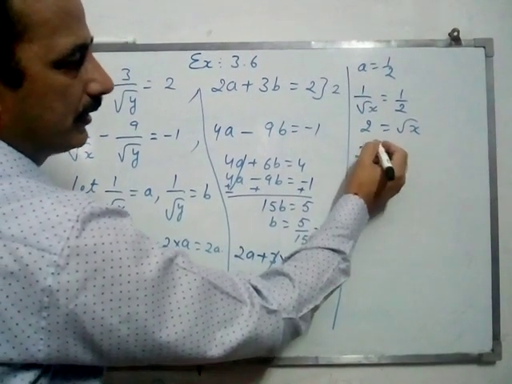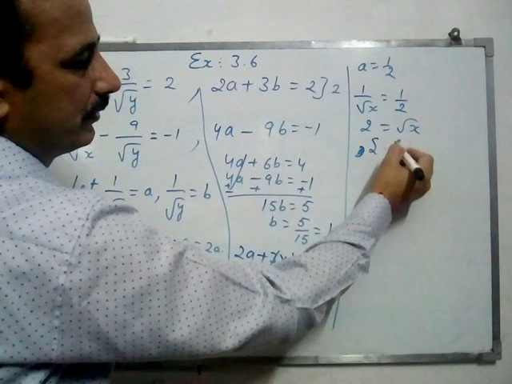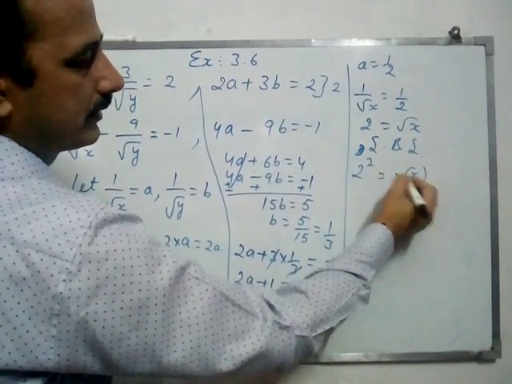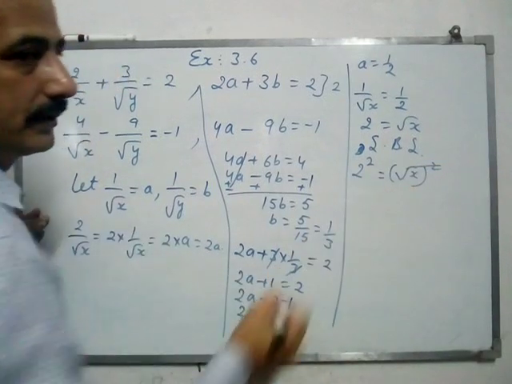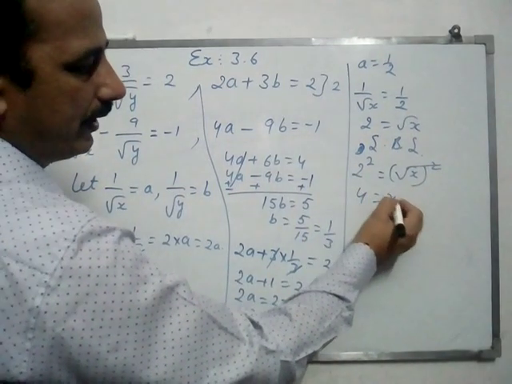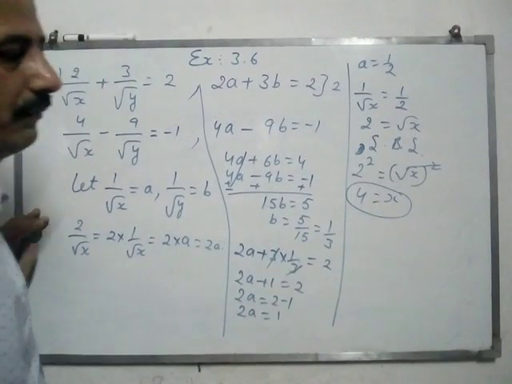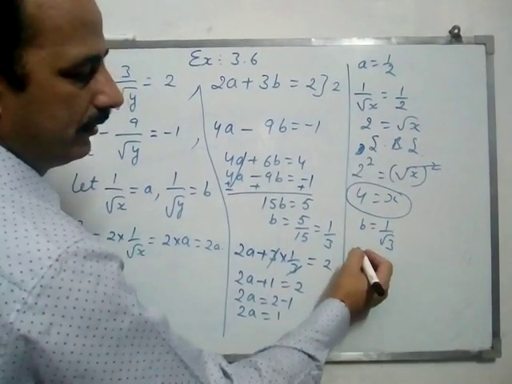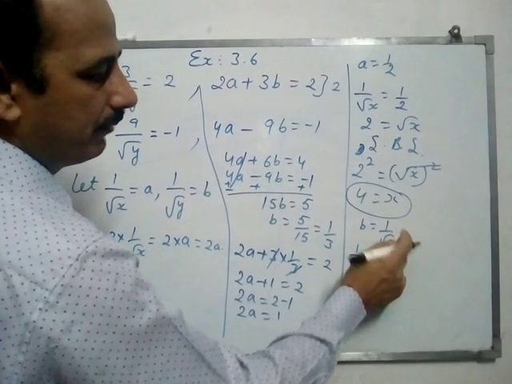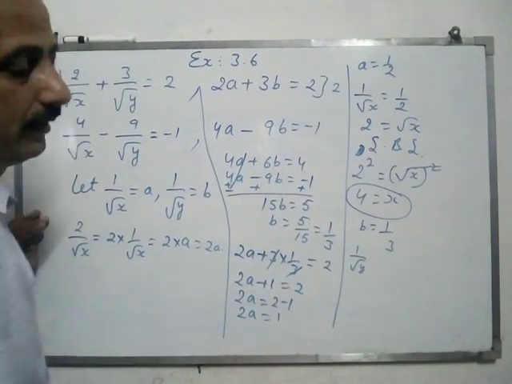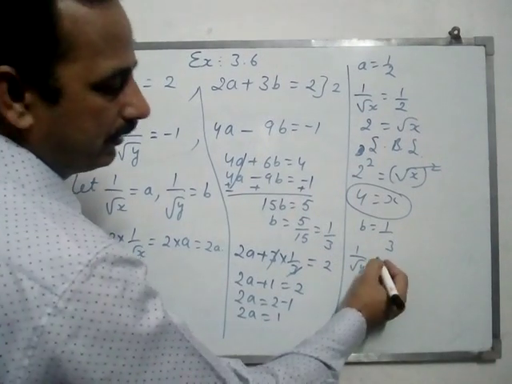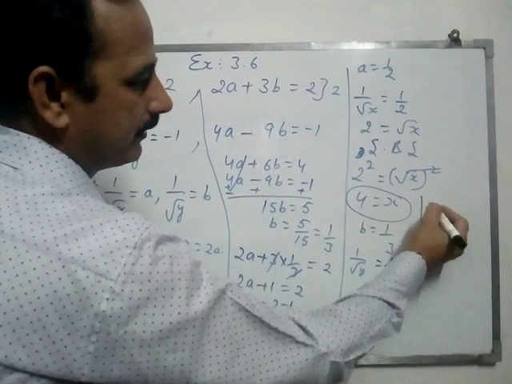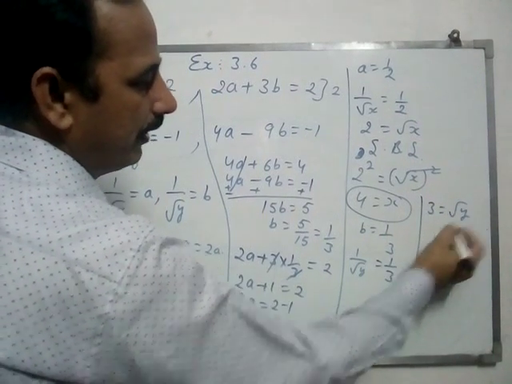So squaring both sides: 2 square and under root x square. So the under root cancels with the square. So 4 equal to x. X's value is 4. Similarly, b equal to 1 upon 3. So 1 upon under root y equal to 1 upon 3. So 3 equal to under root y.